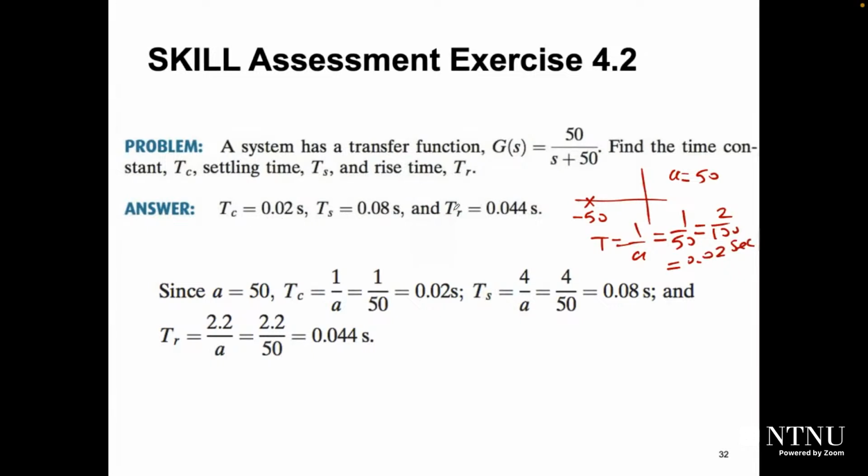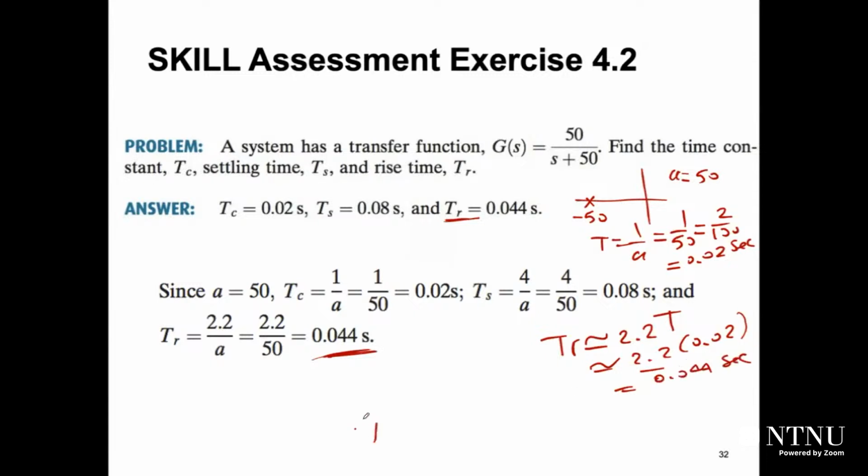What about settling time and rise time? We know that rise time is approximately 2.2 times the time constant. So it will be 2.2 multiplied by 0.02. Just multiply this one by this one, and it will be 0.044 seconds. Settling time is approximately equal to 4 time constants. So it will be 4 multiplied by 0.02, so it will be 0.08 seconds.